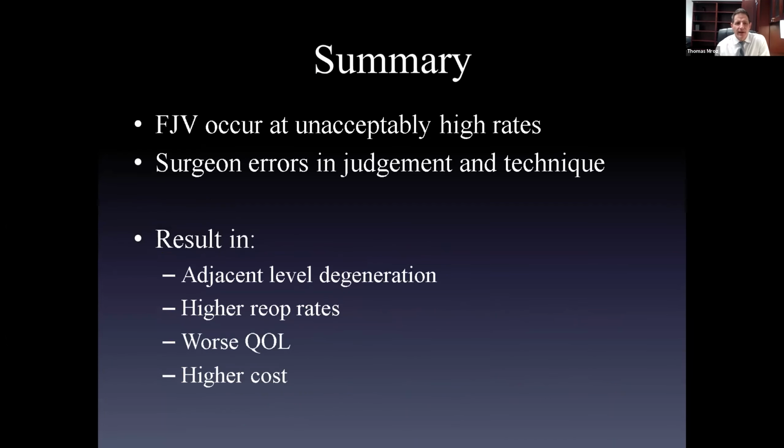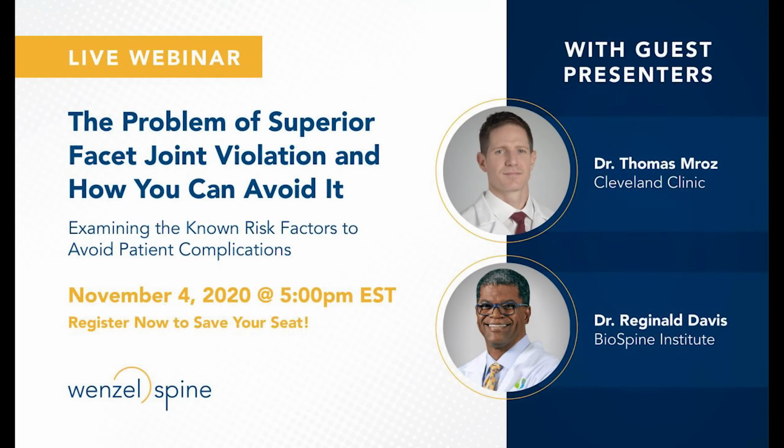So in summary, facet joint violations occur at unacceptably high rates. This is clearly an avoidable phenomenon, and I think it speaks to the need for us to not only understand the anatomy, but also to be able to translate what we're doing in the operating room to our understanding of the anatomy and to what we're seeing in real time, whether it's through an MIS approach or an open approach, and whether we're using freehand technique or fluoroscopically assisted surgery. And I think the literature has been pretty clear in terms of what it results in if you violate the superior facet joint. That includes adjacent level degeneration, higher reoperation rates, lower quality of life outcomes, and higher costs for the patient in terms of resource utilization post point of care.